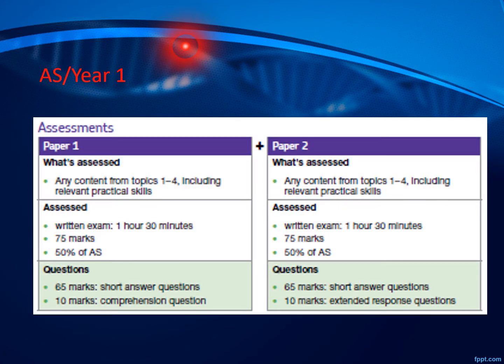The AS exams, you get 2 exams, paper 1 and paper 2. They're both 1 hour 30 minutes, and they're both equally weighted, 50% each.